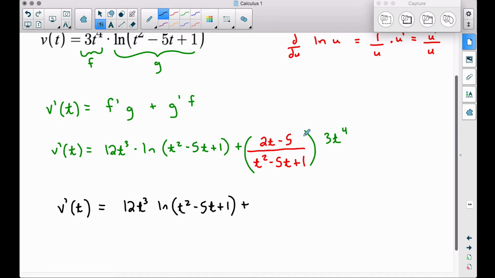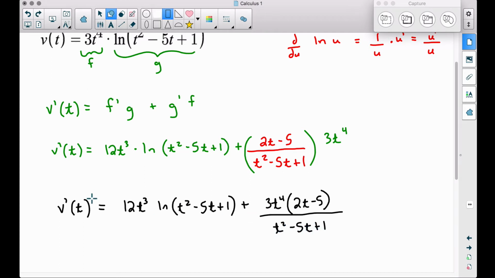And it's really up to you what you want to do with this. We can distribute the 3t to the fourth times both of these pieces, or we can just leave it like this, 3t to the fourth times 2t minus 5, and put it all over that u piece, that stuff that we left alone. And there we have that stuff right there.